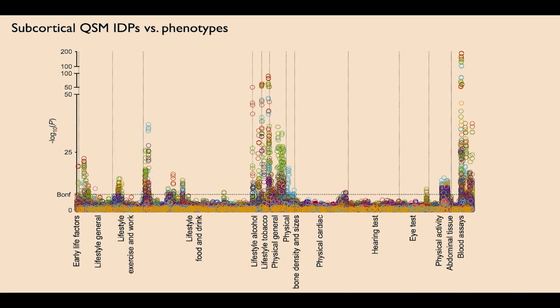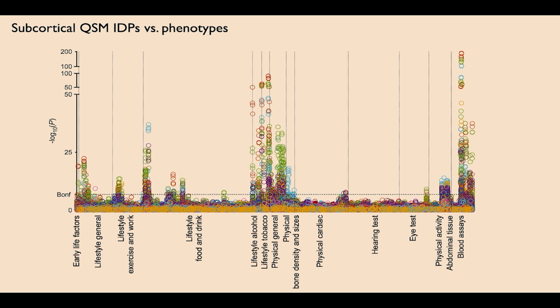Again, I'm using a Manhattan plot to show the phenotypic association results between a few phenotypic categories and our QSM IDPs. Each circle here represents one phenotype. A different color indicates different IDPs, or in other words, different subcortical regions. The x-axis here indicates the different categories of phenotype, separated by the vertical dashed lines. And given the large number of associated phenotypes, I only highlight a few associations of interest.